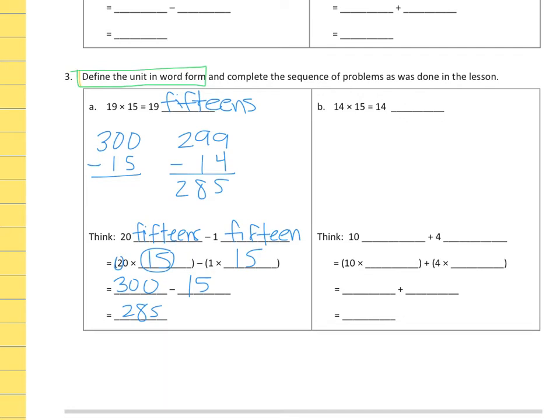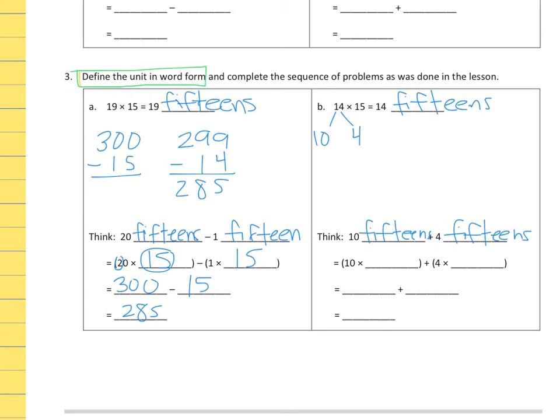3b, how many 14s, 14 times 15. So how many 14s do we have? We have 14 15s. So we're going to write 15s again. This time we're going to break up 14. We're going to break it up to do 10 times 15, and then we'll do the 4 times 15. So we're going to do 10 15s, and we're going to plus 4 15s.